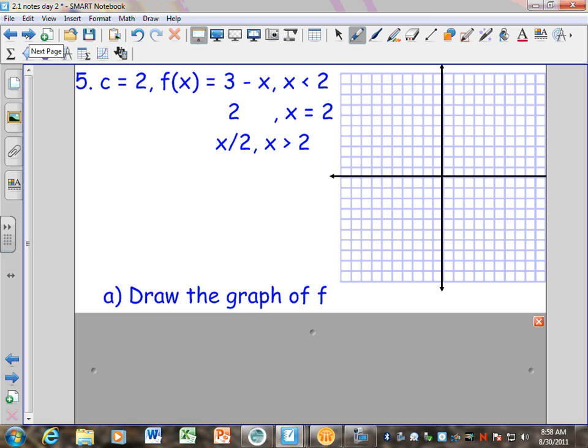This one's very similar. I think I took it right off the homework. This is a nice piecewise function that you don't love so much. Piecewise functions are the favorite thing to use for limits because you have to see if they're the same coming from both sides.